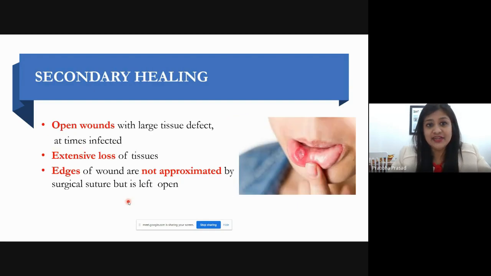In secondary healing, it's exactly the opposite. The wounds are open and it is a very large tissue defect compared to the wound we see in primary healing. There is an extensive loss of tissue and the edges of the wound are not approximated. This is one of the main differences. There is no suturing in secondary healing, and there is no guarantee that the wound will be clean and uninfected.